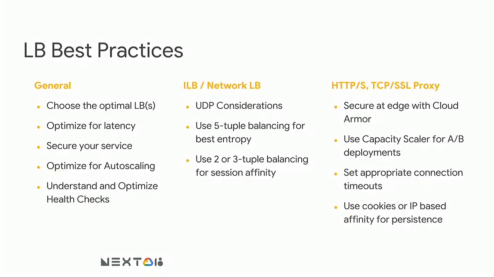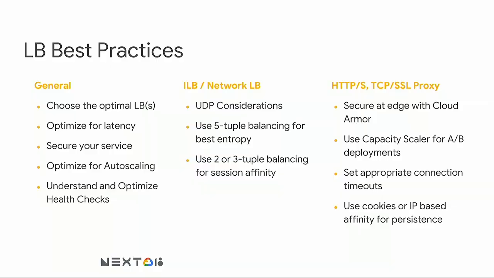For the ILB or network load balancer, there's UDP considerations. These load balancers for UDP, so if you think you're going to get fragmented UDP packets, be careful with 5-tuple hashing. The reason is you can lose the destination port as packets arrive on our load balancer, and those packets will be dropped. So you might be better off using a different load balancing algorithm.